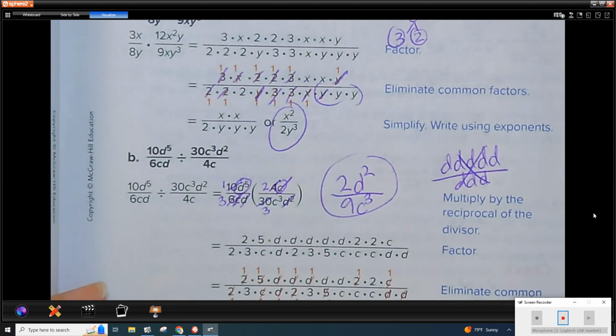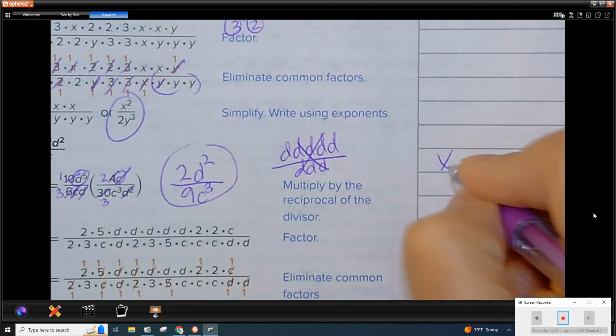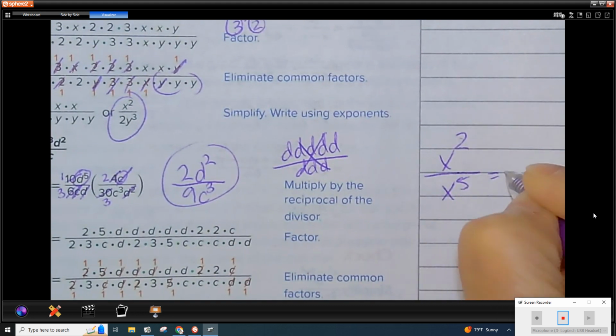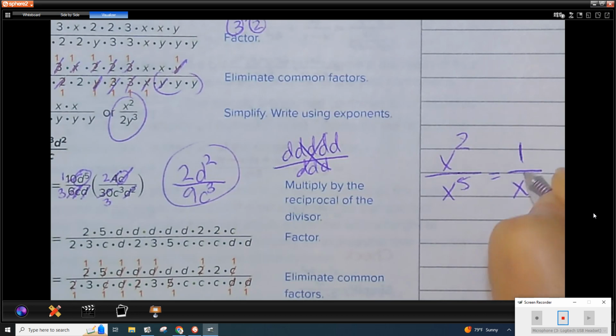the powers. You just got to remember, if the bigger number is on the bottom, for example x squared over x to the 5th, subtract them, I get x cubed, but that is in the denominator because that's where the higher power is.